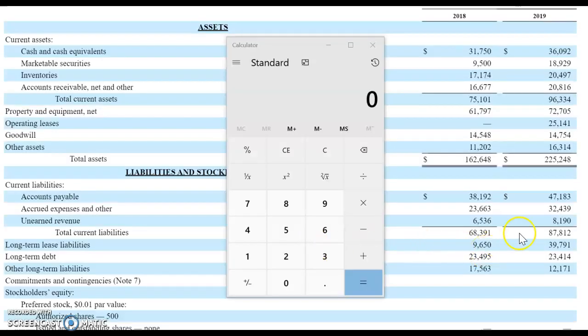To get our total liabilities for Amazon, we need to add together the total current liabilities plus our long-term liabilities. When we add them together, we get our total liabilities of $163,188. That's going to be divided by our total assets of 225,248. I'll have to finish this in the next video.